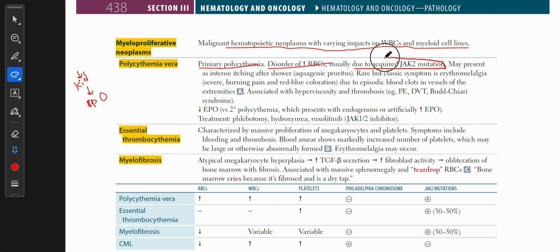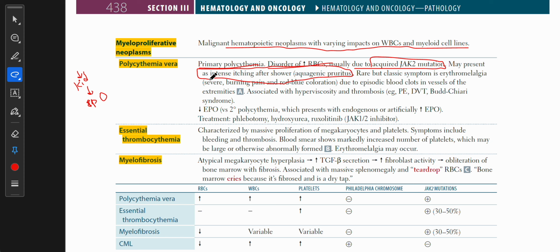So the JAK2 mutation is the most common cause of polycythemia vera, and it may present with intense itching after a shower, that is aquagenic pruritus. This is a very commonly presenting symptom in the case of primary polycythemia, and the disease is asked like this in clinical cases. So you have to remember this. If a patient comes with intense itching after a shower, then you have to consider a case of polycythemia vera in the first sentence, right? So it is also called aquagenic pruritus.